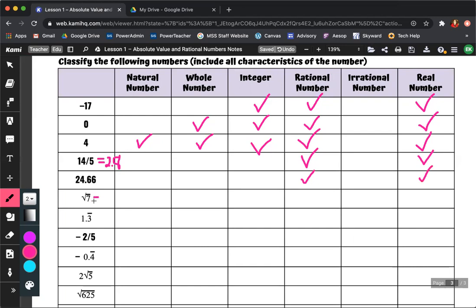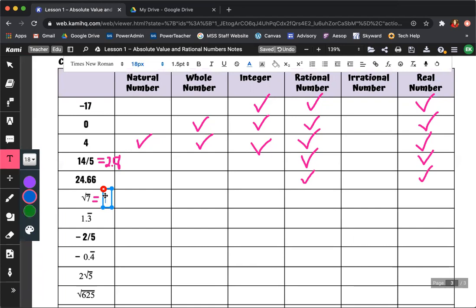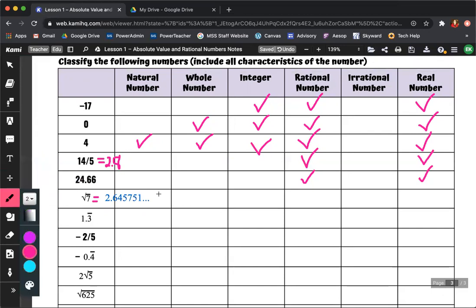Square root of 7. So I'm going to plug that into my calculator and then I'm going to type it out here. The square root of 7 is 2.64573 1, and so on, and it keeps going. So automatically when it's a decimal, we know it's not natural, we know it's not whole, we know it's not an integer. But since the decimal goes on and on forever, it is not rational, it is irrational. But again, both rational and irrational are real numbers. So everything that we check off here should be a real number.